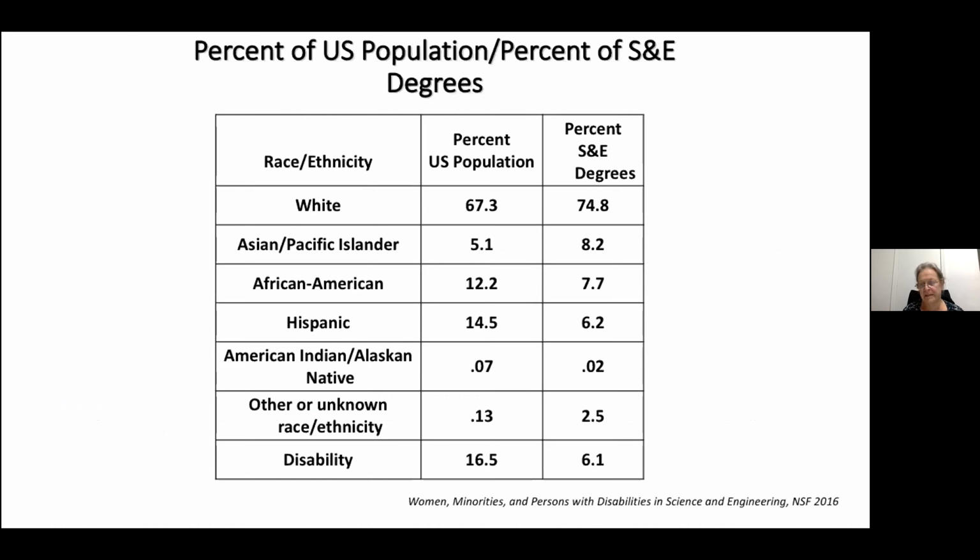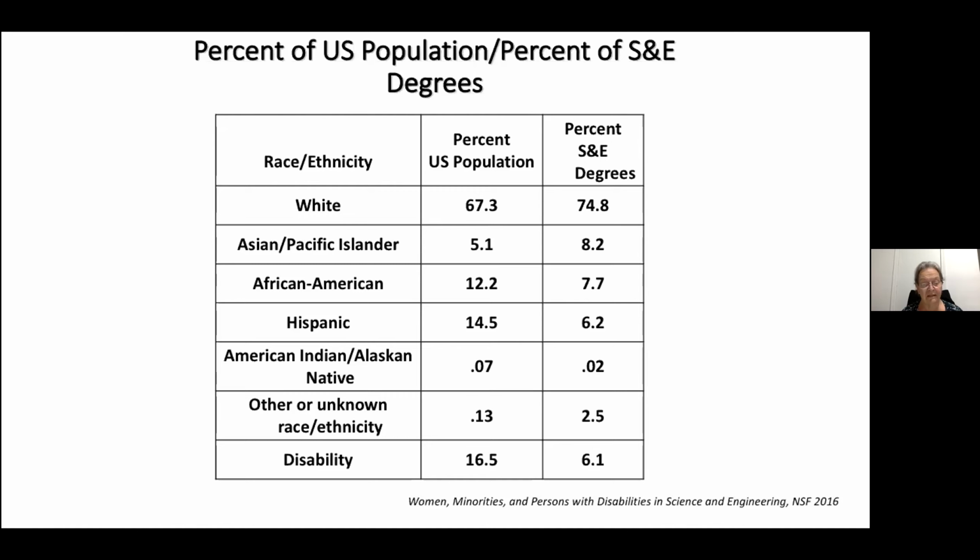So about 67% of the population in the US is white, but 74% of all the engineers and scientists are white. Asian and Pacific Islanders by percent is about 5%, but who ends up in the careers, 8%. And then we look at these bottom 5 groups. African Americans are 12% of the population, but not quite 8% of STEM degrees. Hispanic, which is the language they use, is about 14.5% of the population, but only over 6%.